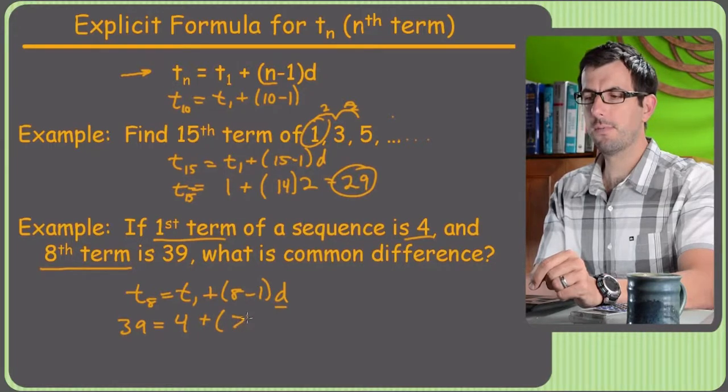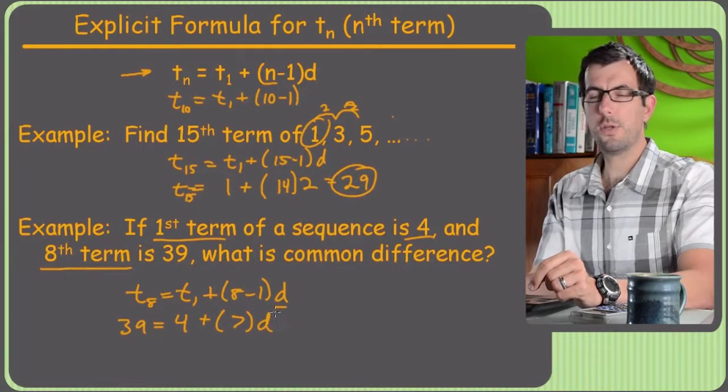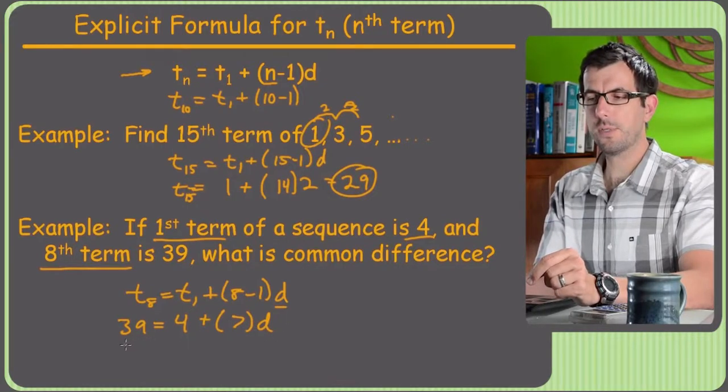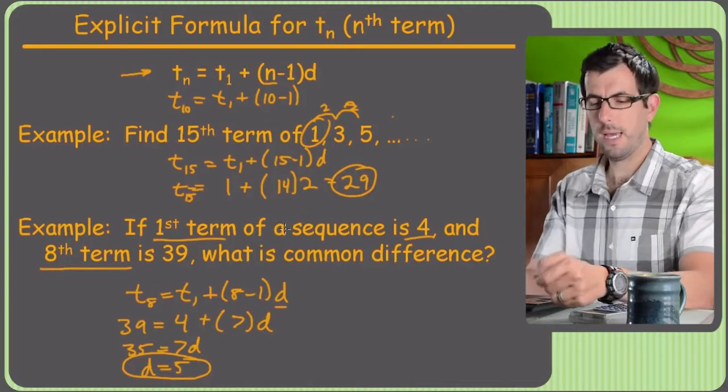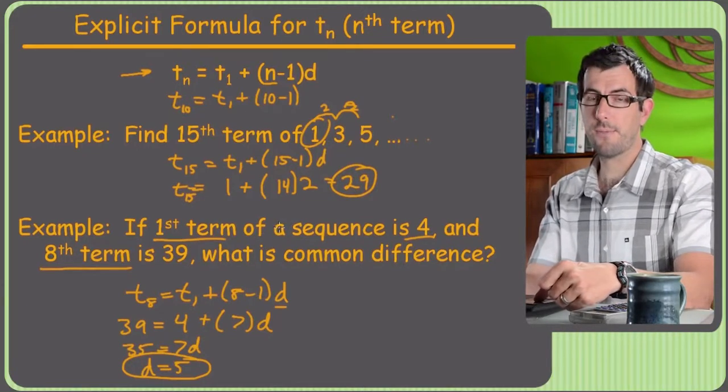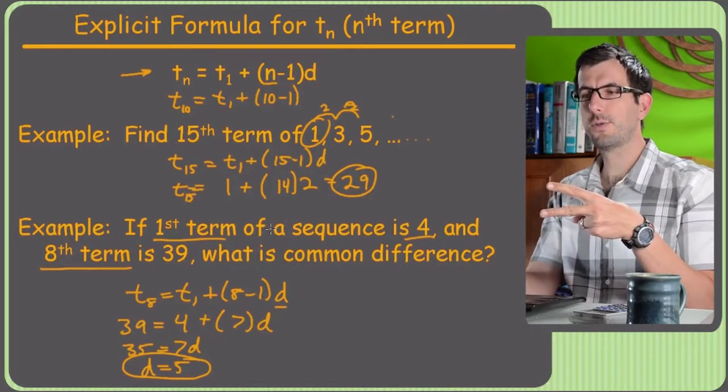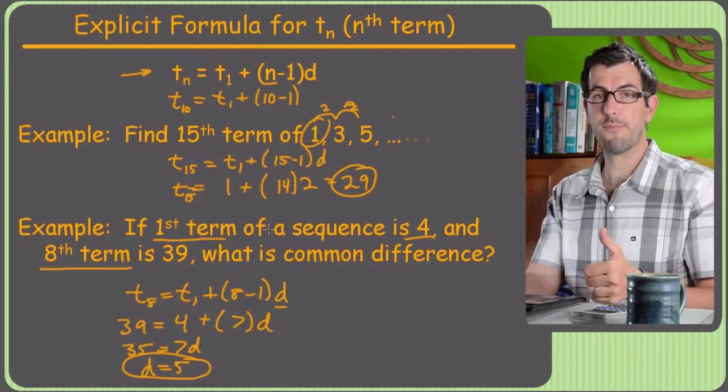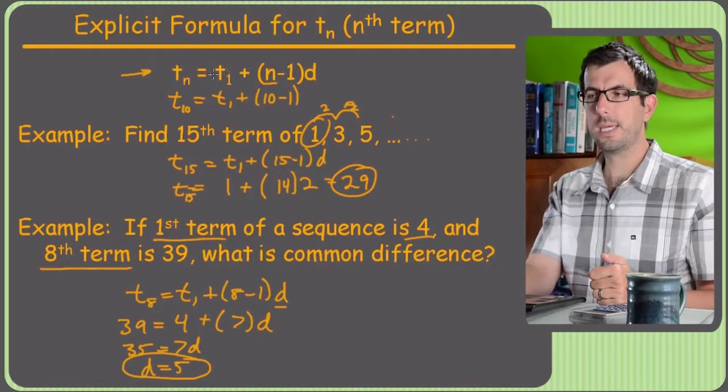8 minus 1 is 7. And then d, we don't know. That's what we're solving for. So all I've got to do now is solve for d. Subtract 4 from both sides, I get 35 equals 7d, which means that d equals 5. Pretty sweet. Not too bad, right? Now these do get a little bit trickier. You notice what really sets these two questions apart is they gave me the first term, which is really key because this explicit formula has t sub 1 in it.